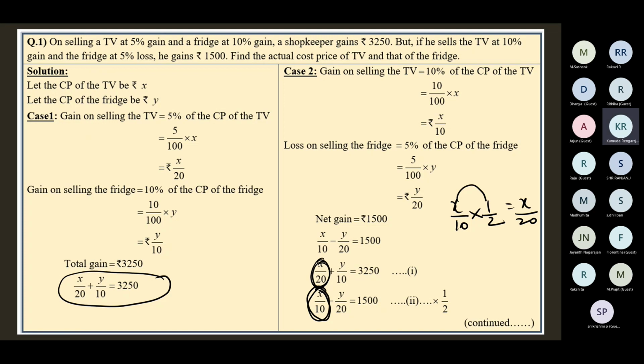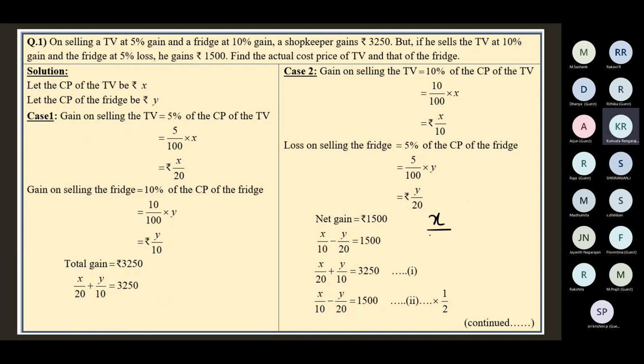See, children, I want to eliminate x. In the first equation, we have x by 20. In the second equation, we have x by 10. Now, you can also multiply the first equation by 2. Anything is fine. If you want to make x by 20 into x by 10, then you should multiply by 2. Then 2 ones are 2, 2 tens are 20. So it will become x by 10.